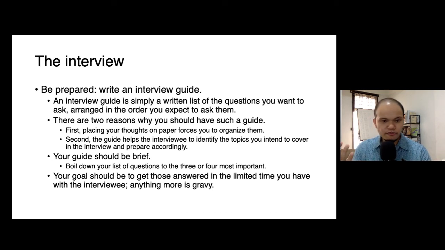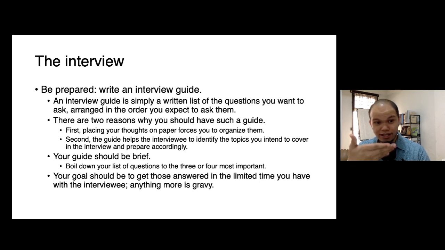Your guide should be brief. So boil it down. In this case, the tip is just to limit it to 3 or 4. All right, no problem. I mean, my tip would be just one page. Anything that would fit in one page, that's it. No more than that. But obviously, if your guide is written in very small font, it's a useless guide, right?